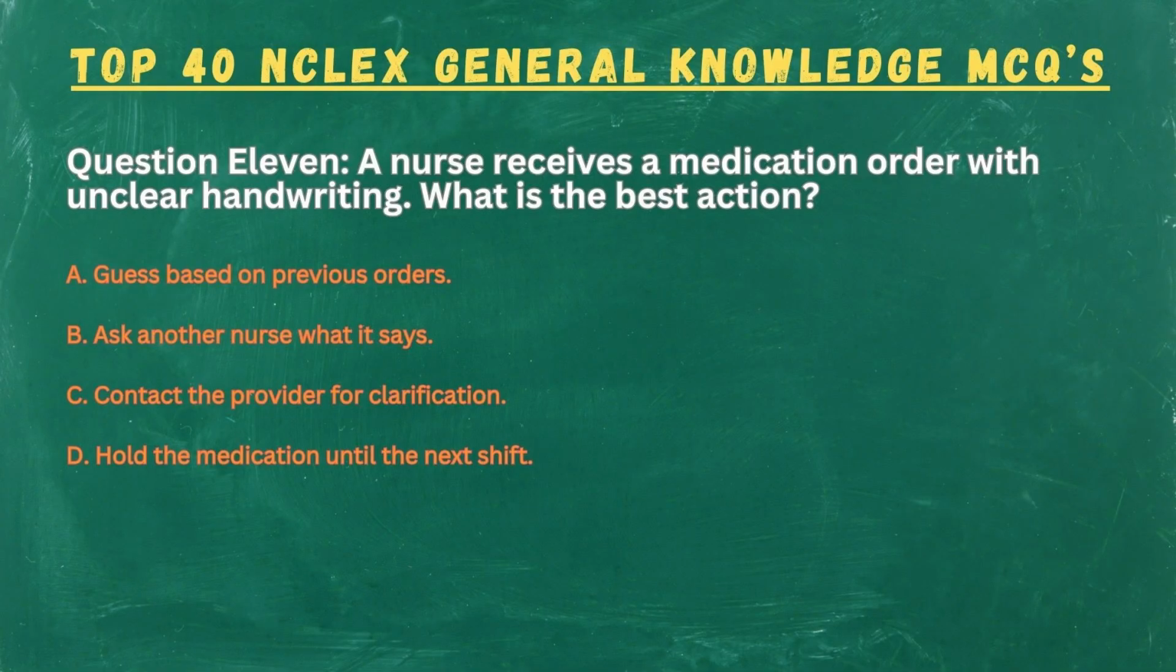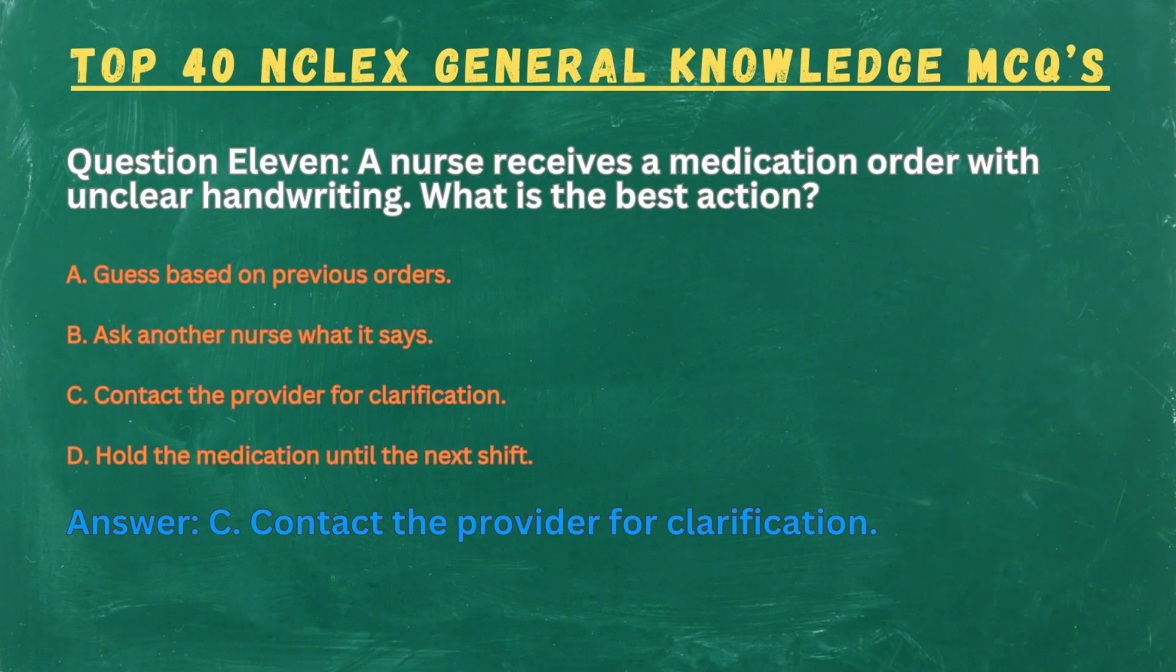Question 11. A nurse receives a medication order with unclear handwriting. What is the best action? A. Guess based on previous orders. B. Ask another nurse what it says. C. Contact the provider for clarification. D. Hold the medication until the next shift. Answer: C. Contact the provider for clarification.